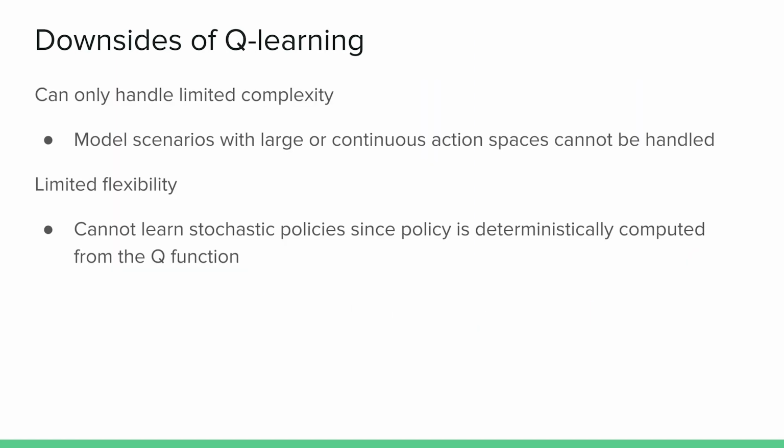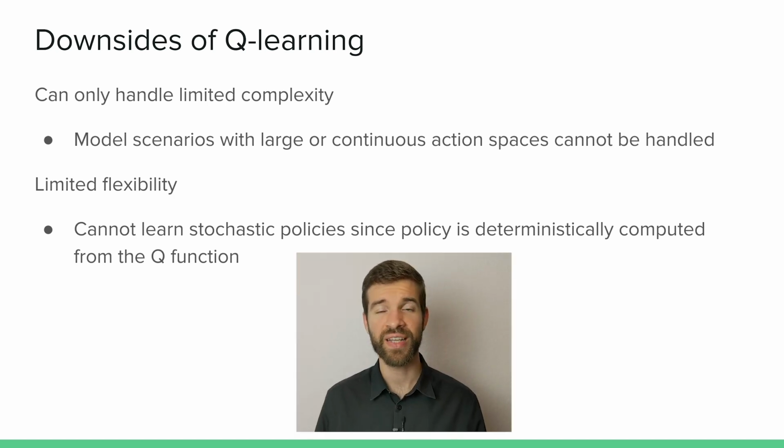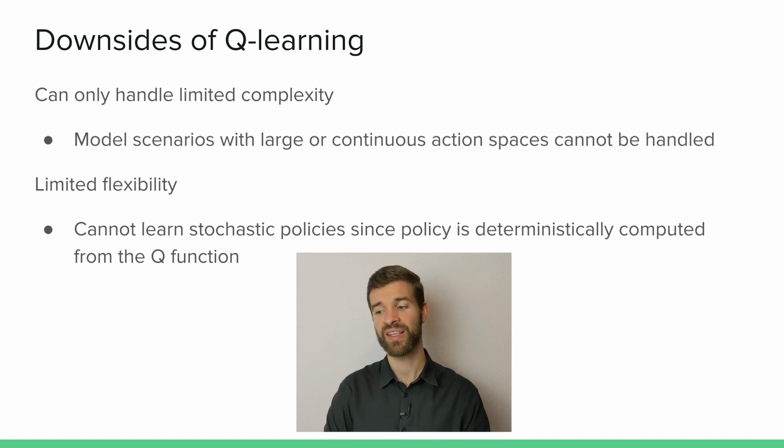There are some downsides of Q-learning. So we can only handle limited complexity. Modeling scenarios with large or continuous action spaces is not really possible, because think back, we have a discrete output of actions that we learn to predict with our Q function. If that is very large, we have a very difficult classification problem because we have so many potential outputs that it's hard to make a good decision here.